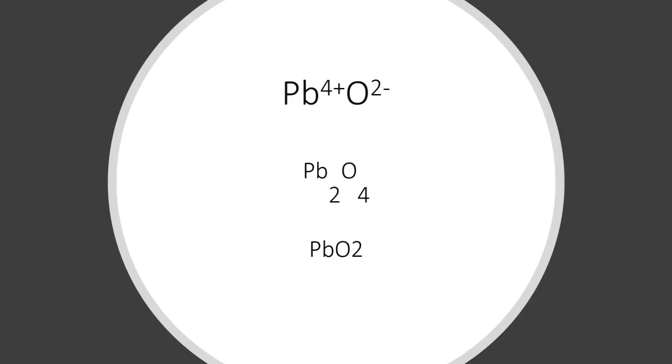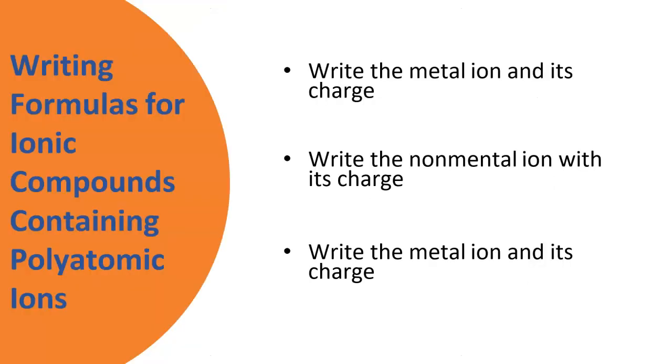So you have Pb4+ and O2-. You use the crisscross method. Your Pb is now a 2. Your oxygen is a 4, but those can be reduced if you divide each one by 2. Pb becomes 1 and O is a 2, and that's how those work out.